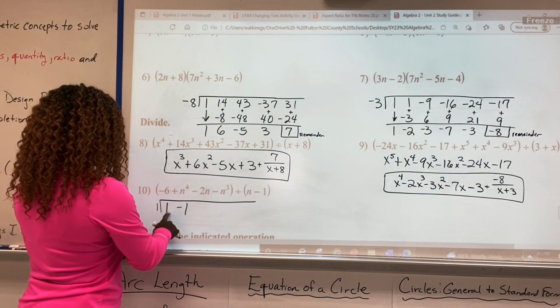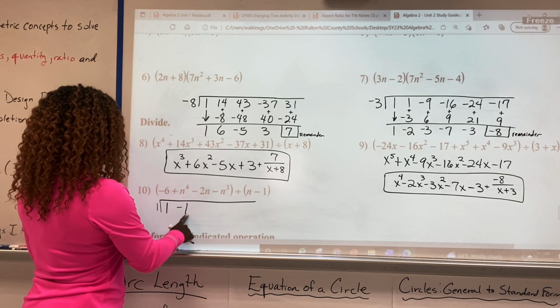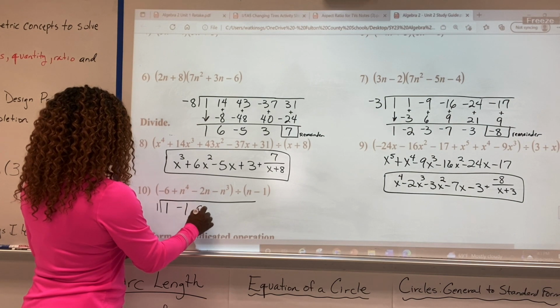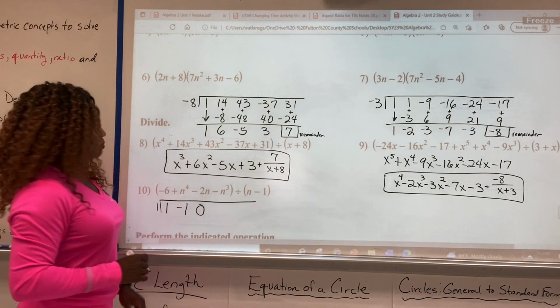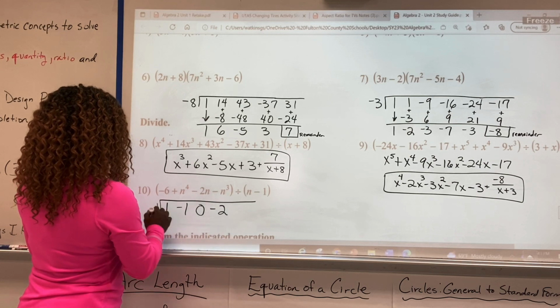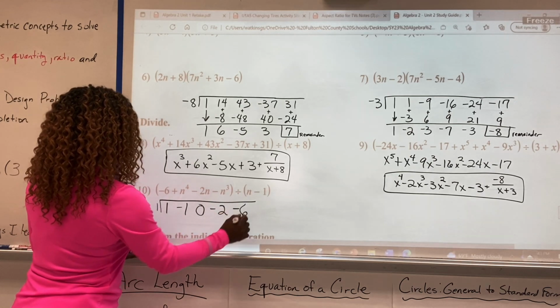So this is the 4th power coefficient. This is the 3rd power coefficient. I don't have a 2nd power, so my 0 will serve as a placeholder. My 1st power coefficient is negative 2. My constant is negative 6.